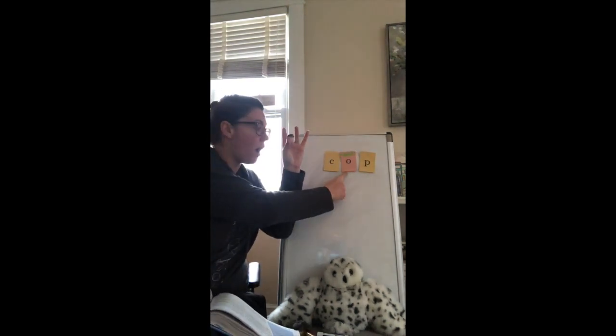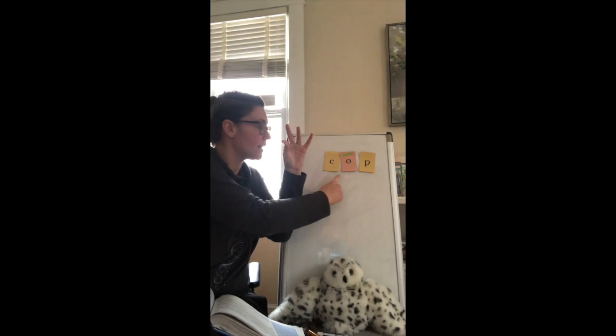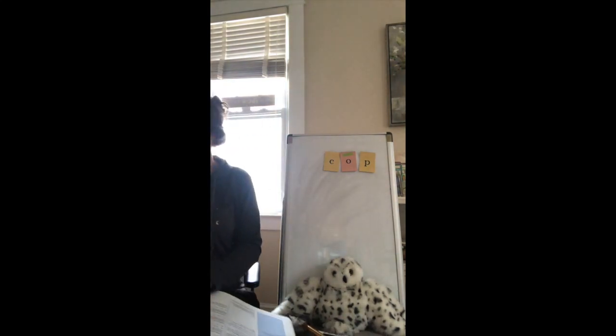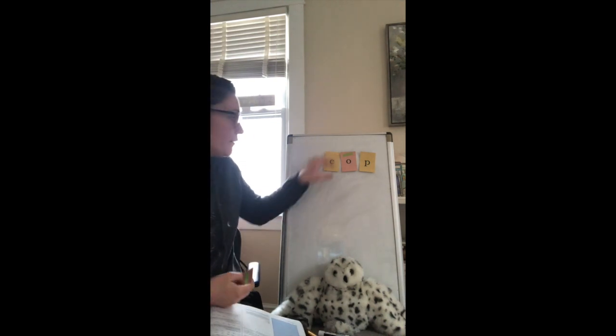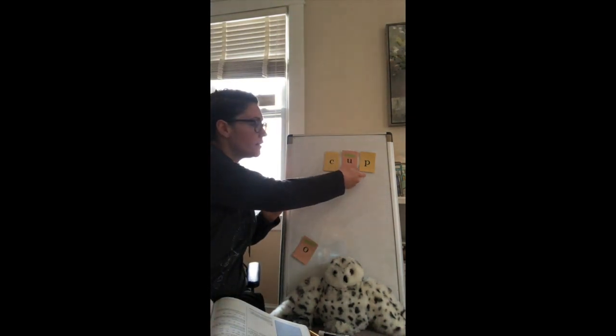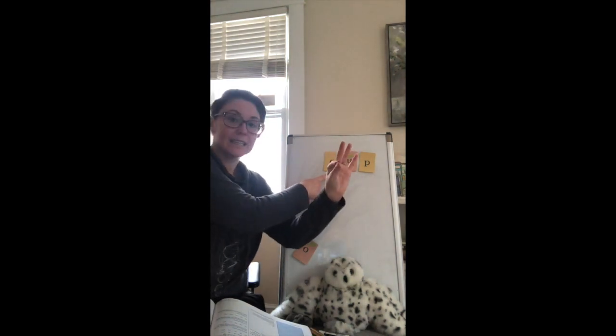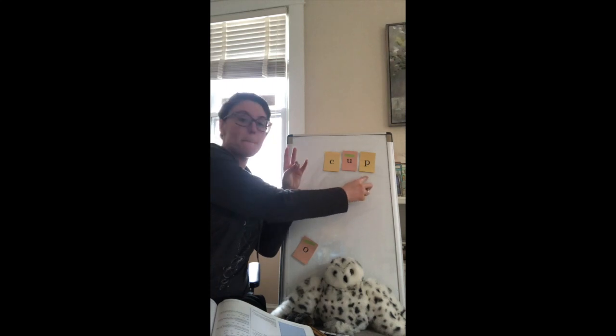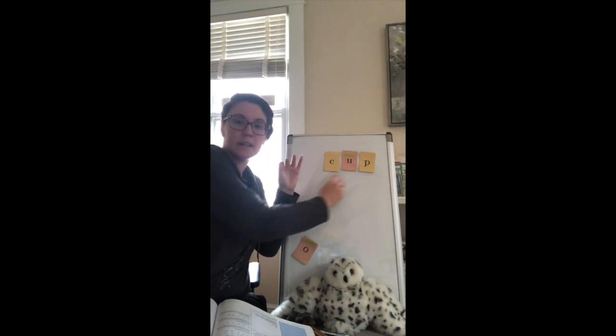K, aw, p, k, op, cop. I'm going to change the middle vowel sound from aw to uh. Let's tap it out. K, oh sorry. K, p, k, up, cup.